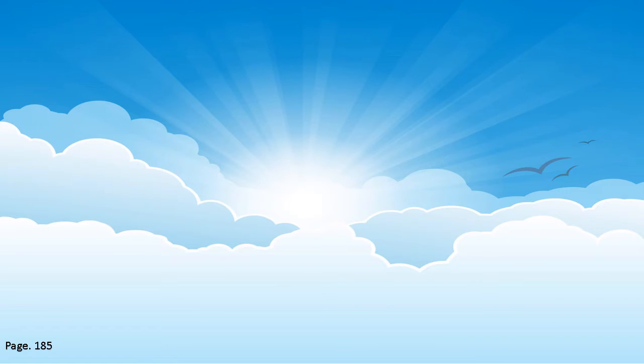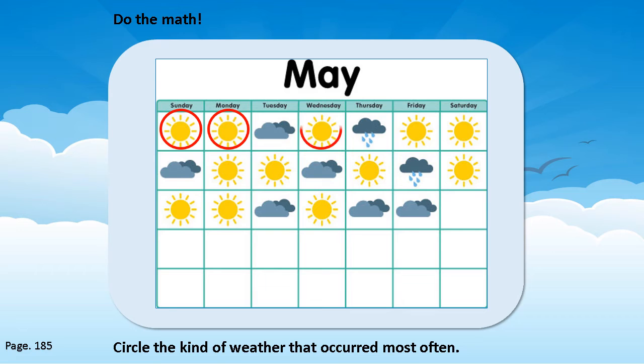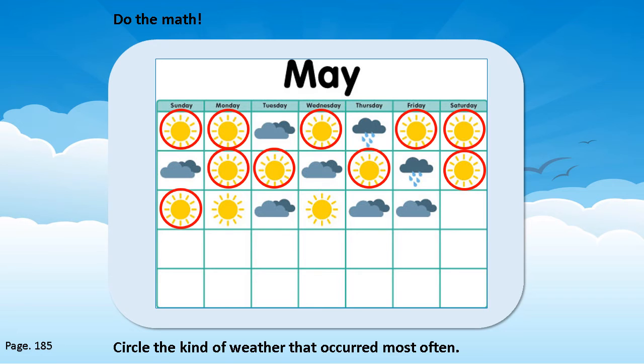Let's open page 185 in our science book and let's solve the following exercise together. In this page, we are asked to circle the kind of weather that occurred most often during the month of May. So, let's count the sunny days and the rainy days. What kind of weather has more? Great job! We have more sunny days. So let's go ahead and circle the sunny days during the month of May. Great job!